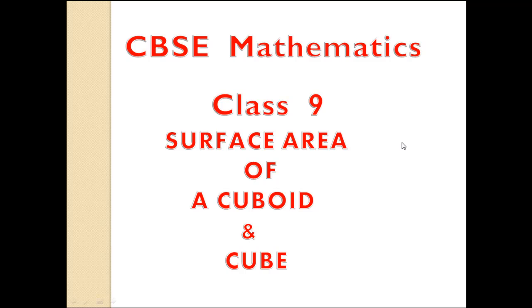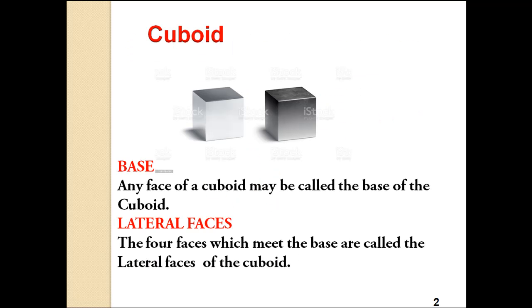CBSE Mathematics Class 9, surface area of a cuboid and cube. Cuboid. Base: any face of a cuboid may be called the base of the cuboid. Lateral faces: the four faces which meet the base are called the lateral faces of the cuboid.